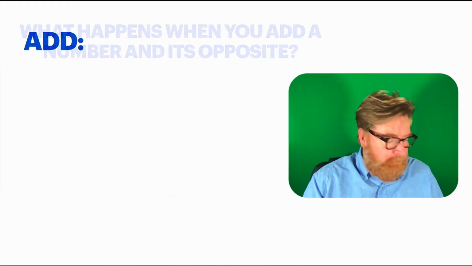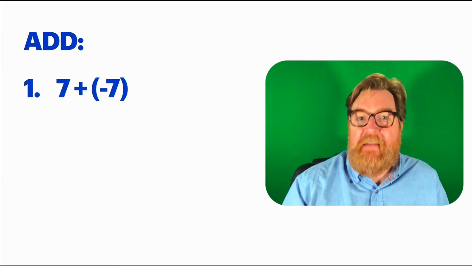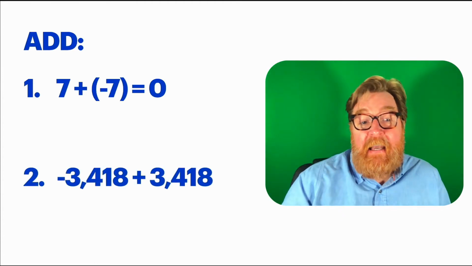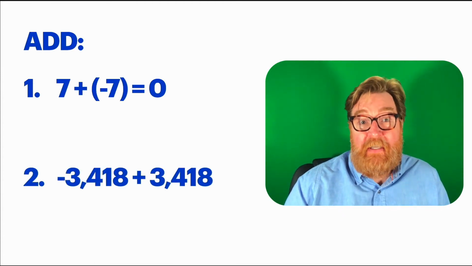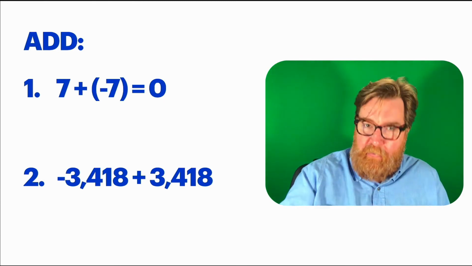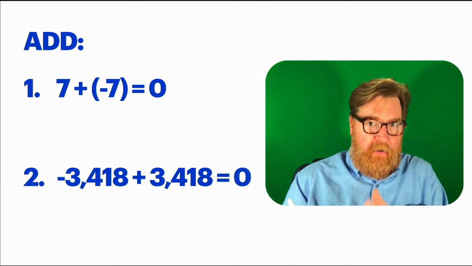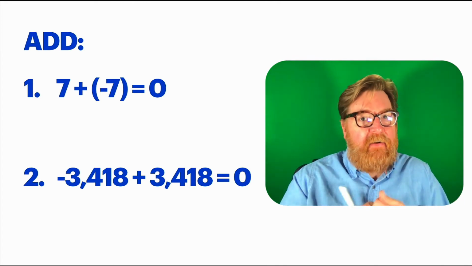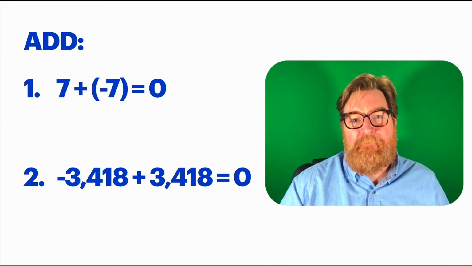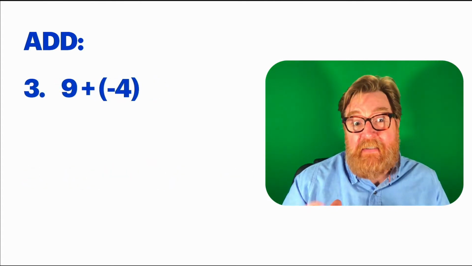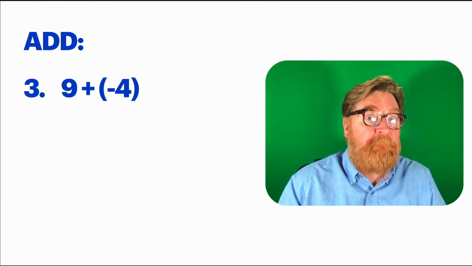So for example, if you wanted to add 7 to its opposite, -7, you get 0. If you add -3,418 to its opposite, 3,418, you get 0. A number and its opposite added together, always total annihilation. It gets super interesting though if you add positives and negatives that aren't opposites. Look at this: 9 plus -4.